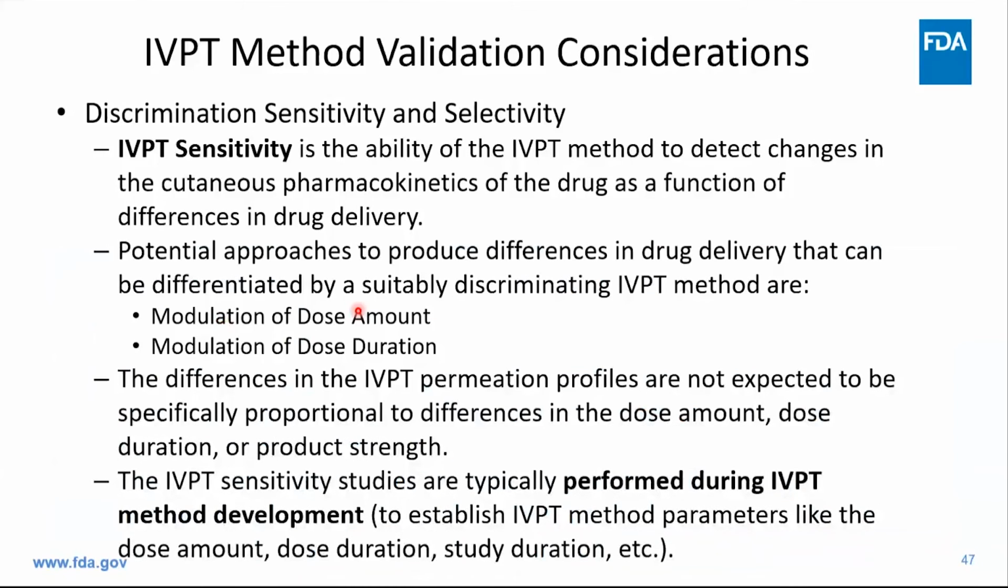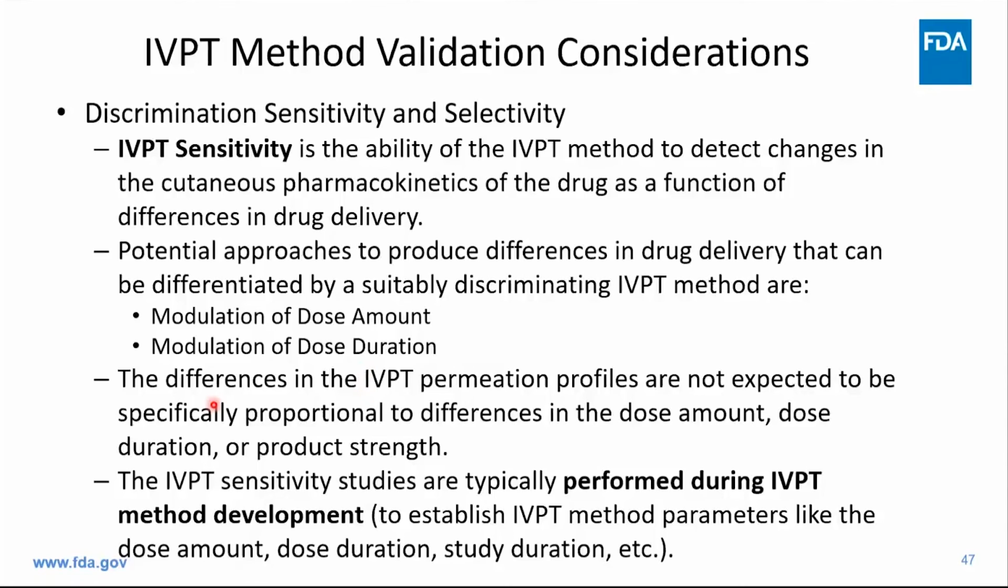So the approach is to produce those differences in drug delivery that can be differentiated by a suitably discriminating IVPT method, and may include modulation of the dose amount, like I just showed there. This works well for products that undergo metamorphosis. But for an ointment that doesn't evaporate on the skin, this won't necessarily work. And there, you may want to actually have a modulation of the dose duration. So it's applied on for a certain amount of time, taken off, and then you evaluate the bioavailability and show that as you have different durations of the dose, the bioavailability is differentiated by the IVPT method.